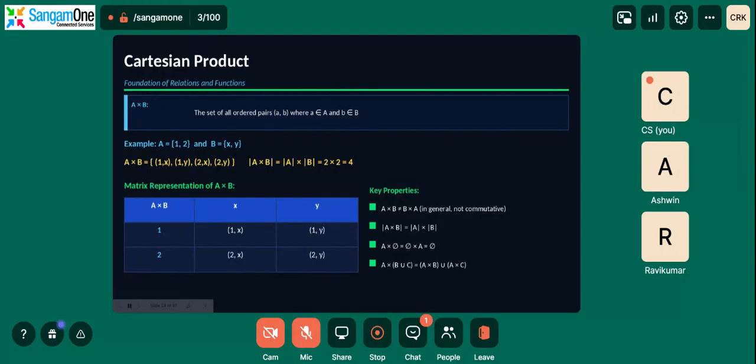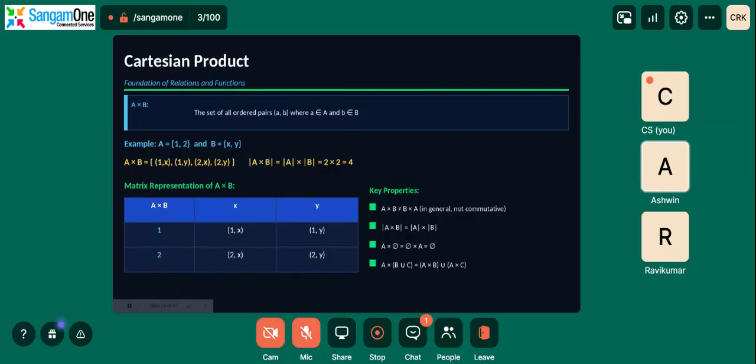So that happens. The number of elements in A cross B equals the number of elements in A times the number of elements in B. As you can see here, A cross B contains 4 elements. Please note down this formula: the number of elements in A cross B is the number of elements in A times the number of elements in B.